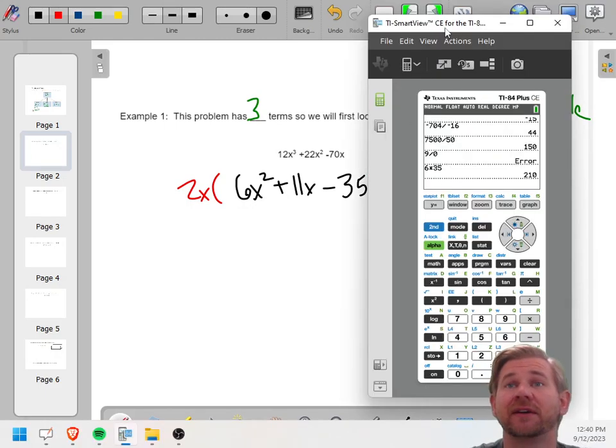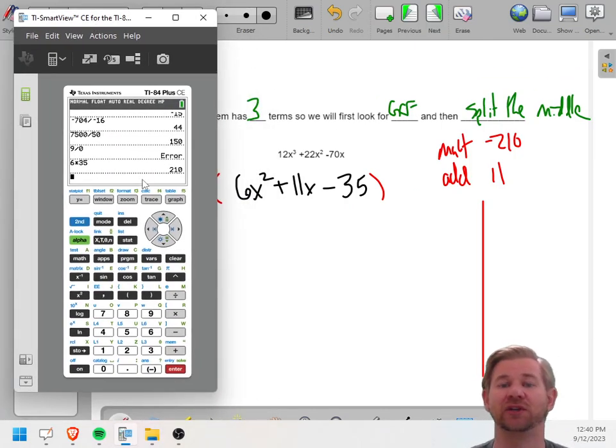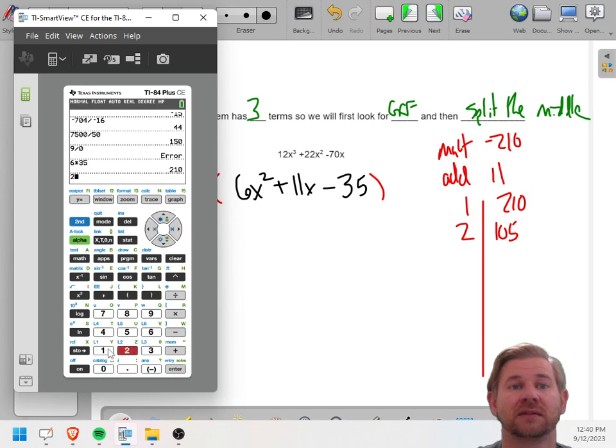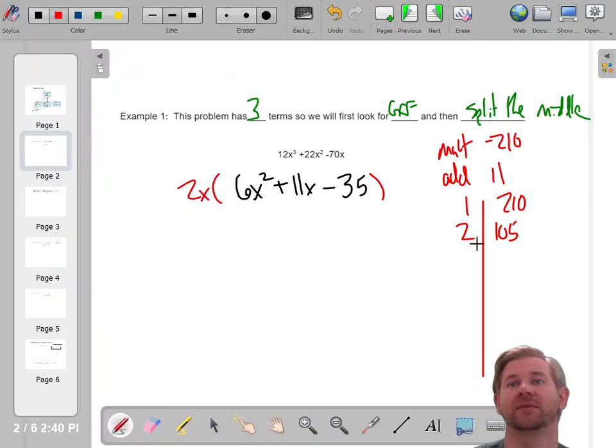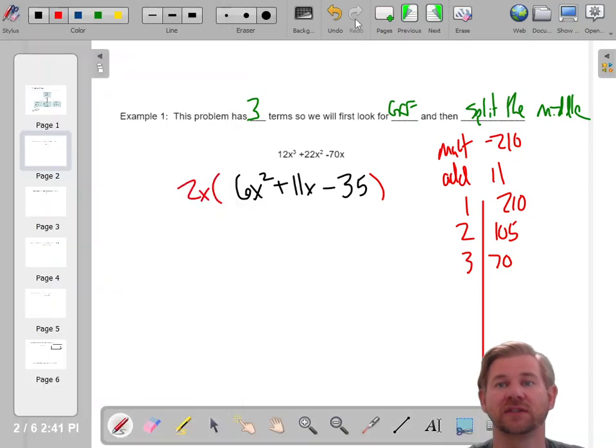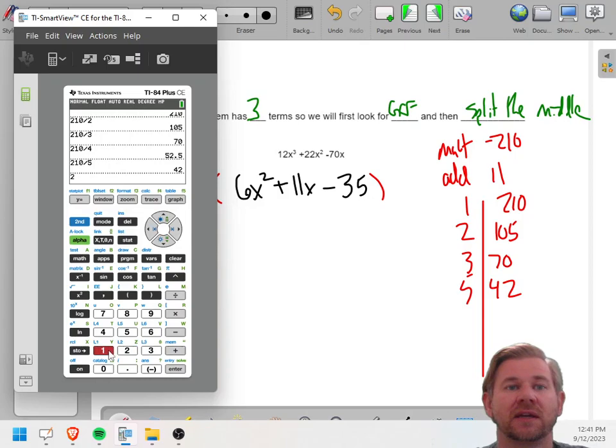Now, you can just take your calculator and start dividing. I don't think I need to divide by 1. That's 1 times 210. 2 times 105. If you're not sure how I'm getting that, just take 210 and divide by 2. All right, 210 divided by 3. 3 times 70. 210 divided by 4. I don't think that's going to be nice. Nope. 210 divided by 5. 5 and 42. 210 divided by 6. 6 and 35.